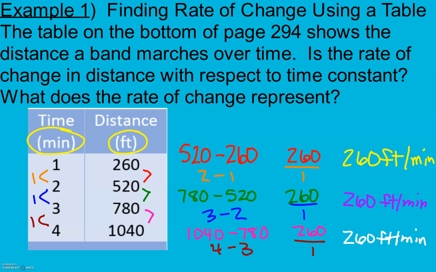So we want to know, is the rate of change in distance with respect to time constant? Since it's the same every time, yes. What does the rate of change represent? It's how far the band went in a certain amount of time. Here, they went 260 feet in 1 minute, or per minute. So every minute, they traveled 260 feet.